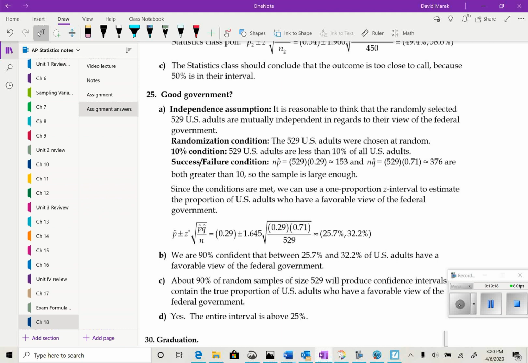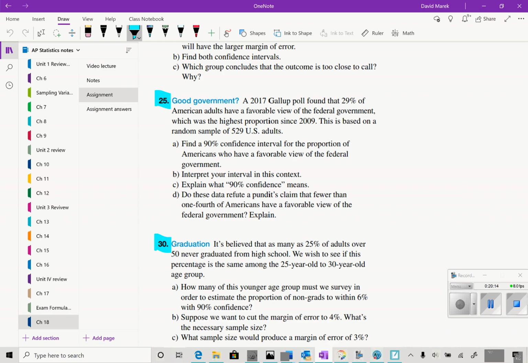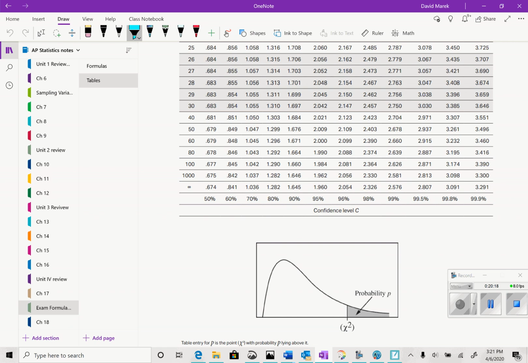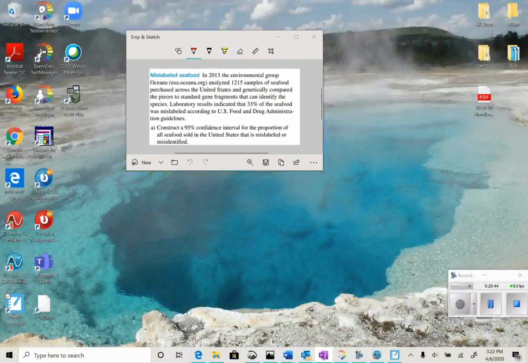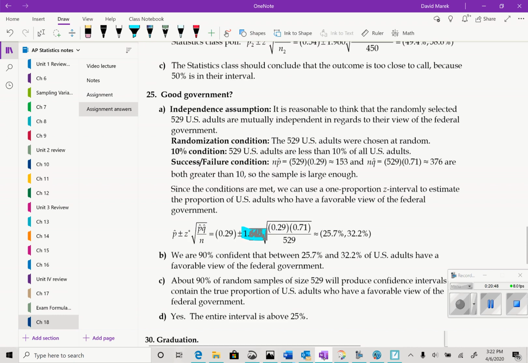We are approved to proceed. So again, 0.29. Now, again, a lot of you are asking, what is the deal with that? We were told 90% confidence interval. So if we go back to our formulas, our tables, 90% confidence gives us a critical value there. Your confidence level went down, so that z star number goes down also, 1.645. Hey, look, things are connecting. How exciting.